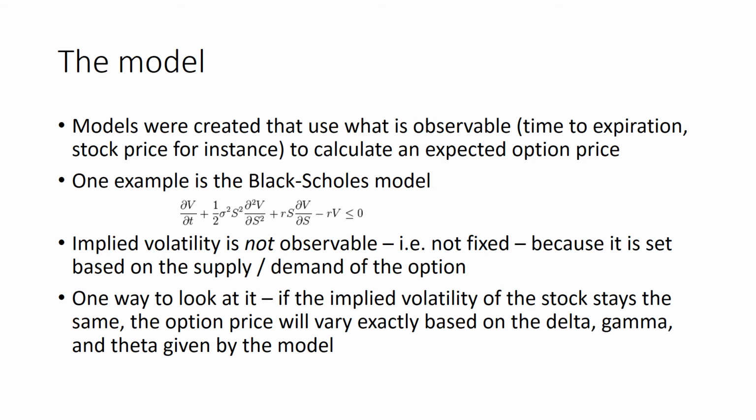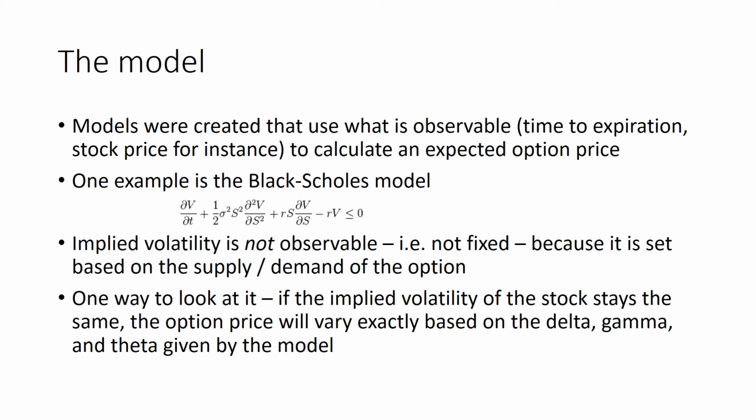So one way to look at it, given how this model is set up, is that if the implied volatility of the stock stays the same, the option price will vary exactly based on the delta, gamma, and theta given by the model. So if people think that the volatility of the stock is staying constant, then it will follow the model based on the other Greeks, the delta, gamma, and theta, exactly.